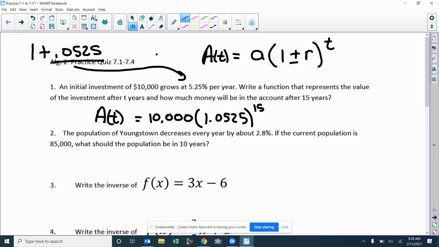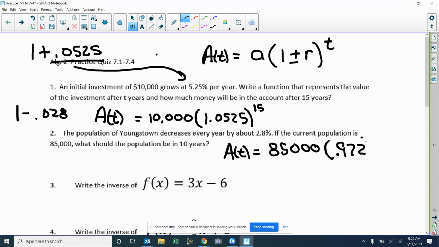Which brings us to number 2. It is a decay, so it's gonna be 1 minus 0.028. So be careful there. We're still looking for the amount after time. We have 85,000 people starting. But now it's gonna be 1 minus that. So that's, what is that? 1.72 or 9.72? 0.972, sorry. I think that's right.